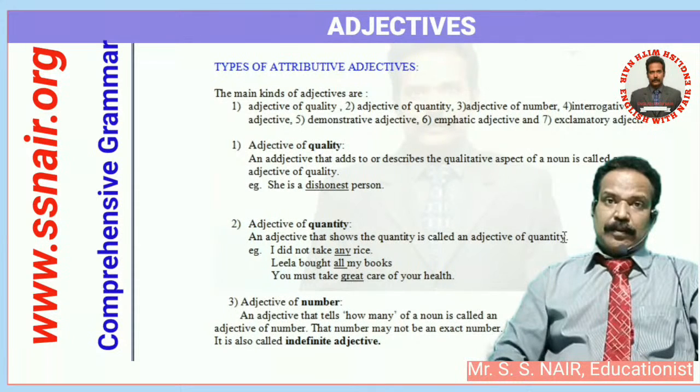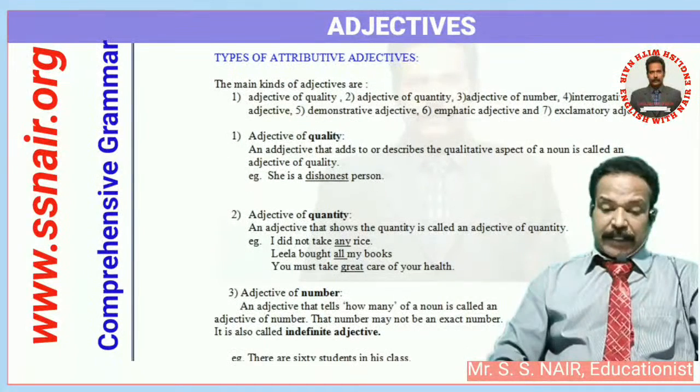You must take great care of your health. With an uncountable noun, when you are not able to count, then you can say some and great. Now "great" is once again an adjective, but it is of quantity. You're telling quantity, not quality. If I say you must take good care of your health, then it is adjective of quality. But here, you must take great care of your health means much care of your health. So we are showing quantity. So it's adjective of quantity.